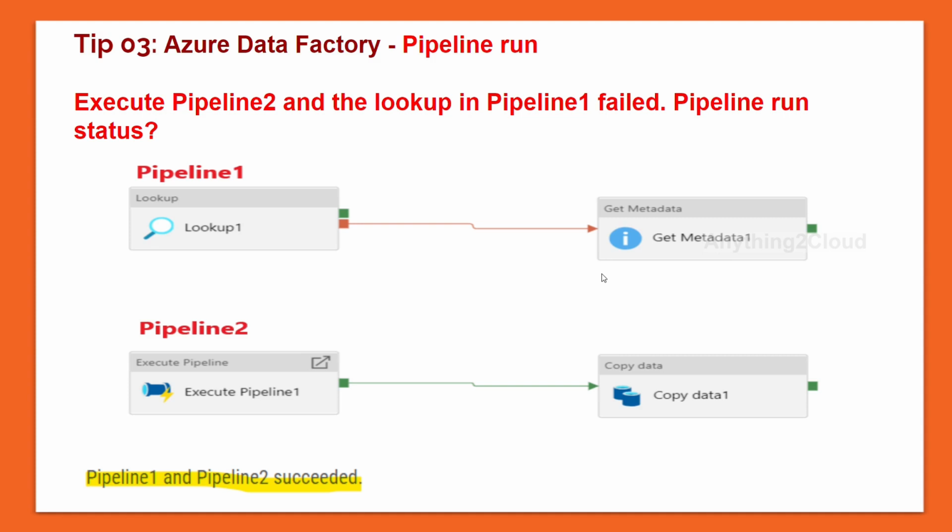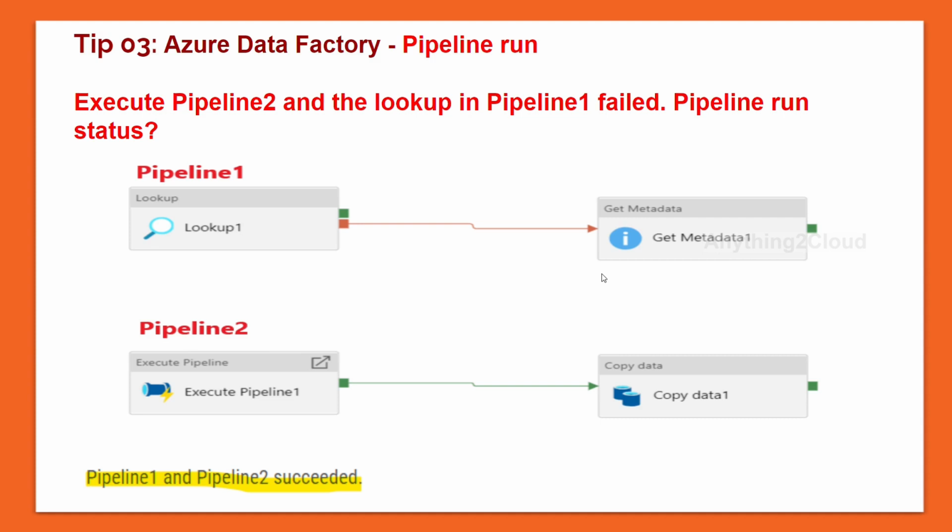So in this example, when I run pipeline 2 and if Lookup activity 1 in pipeline 1 fails, what is going to be the status of pipeline 1 as well as pipeline 2? Because the Lookup activity failed, only then are we going to run the Get Metadata activity. For the failure, we have another activity which is going to run. So we are capturing the failure of Lookup 1 in pipeline 1.